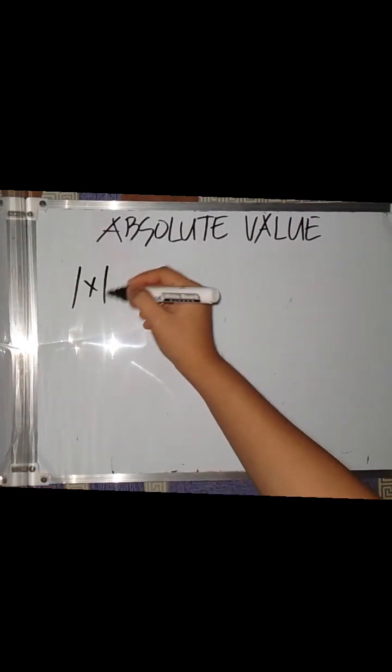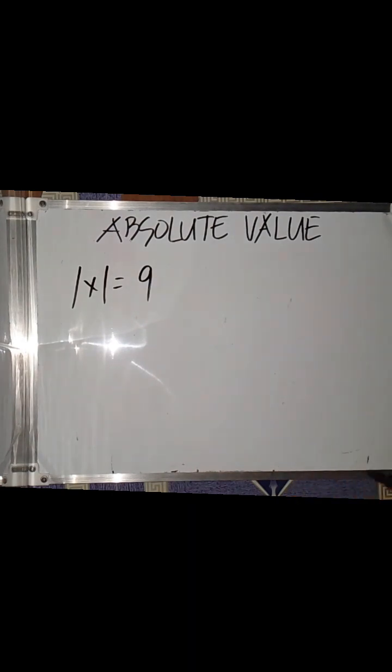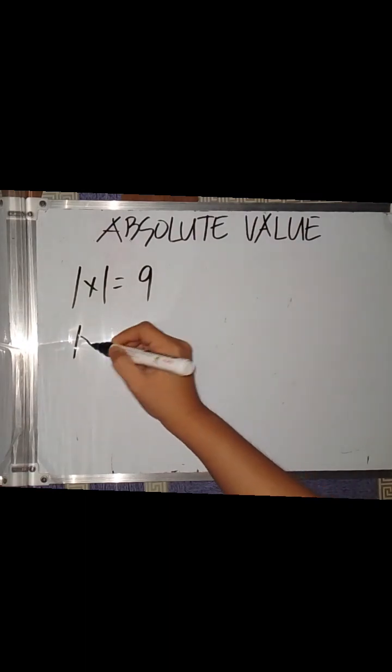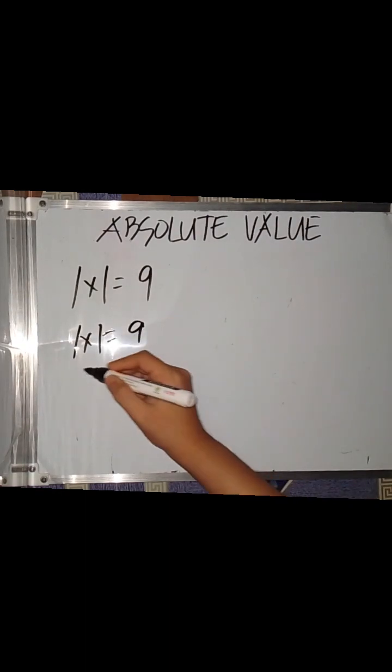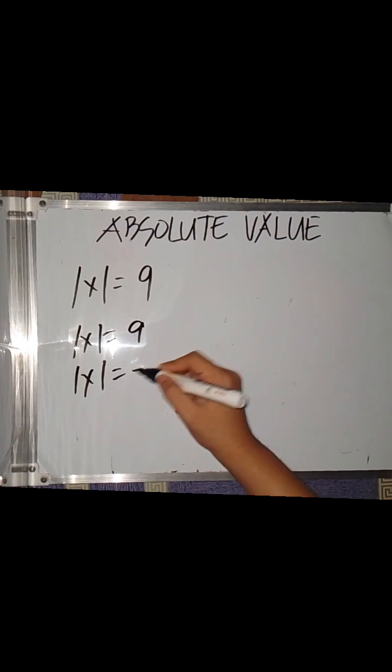Now, let's say we have this equation: the absolute value of x is equal to 9. So here, what are the possible values of x? x can be equal to positive 9 and x can be equal to negative 9.